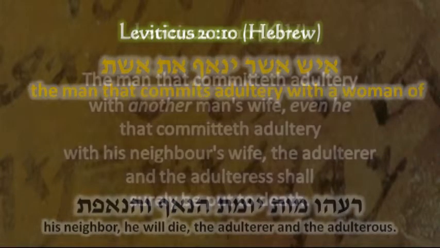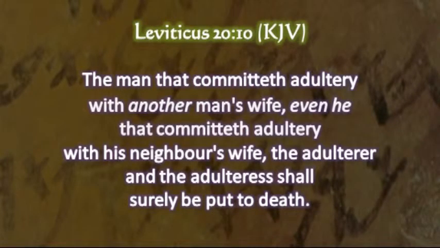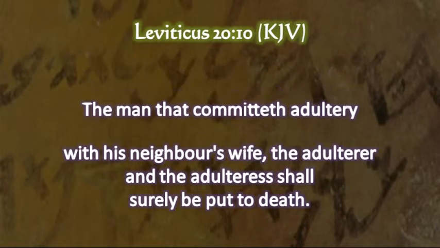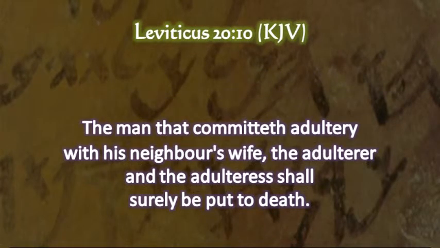So if we go to the King James Version and we remove the superfluous passage, we have the man that committeth adultery with his neighbor's wife, the adulterer and the adulteress shall surely be put to death.